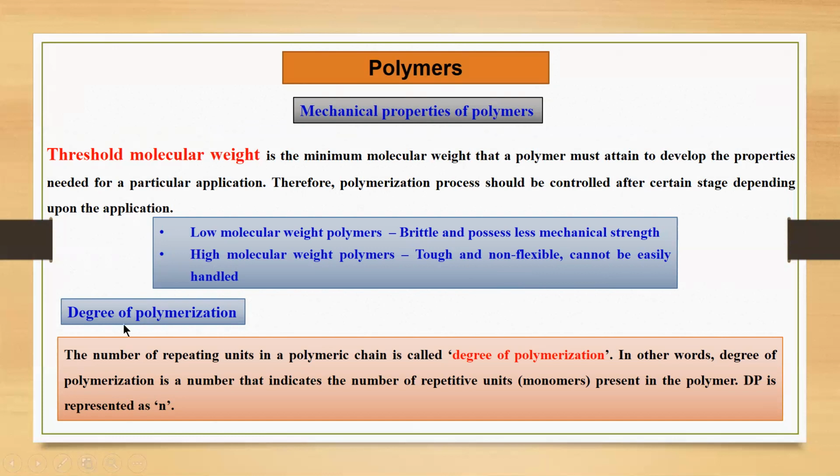Though we have already discussed what we mean by degree of polymerization, just to recall, because I need to discuss this term again in the mechanical properties, let's have a look at this definition again. The number of repeating units in a polymeric chain is called degree of polymerization. In other words, degree of polymerization is a number that indicates how many repetitive units or monomers have come together to form that particular polymer. And this is represented as small n. In the previous lecture of the series, I had already explained this DOP, taking the example of polyethylene also.